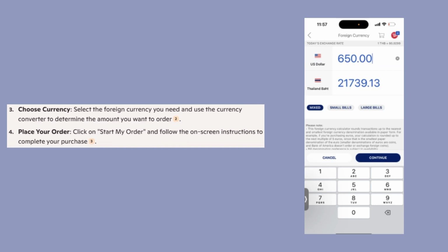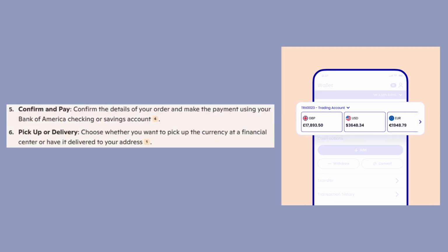Next, click on Start My Order and follow the on-screen instructions to complete your purchase. Confirm the details of your order and make the payment using your Bank of America checking or savings account. Now, choose whether you want to pick up the currency at a financial center or have it delivered to your address.